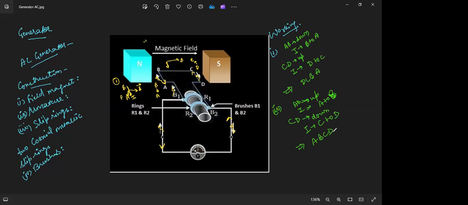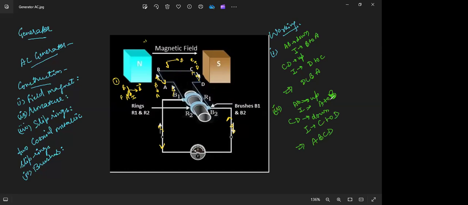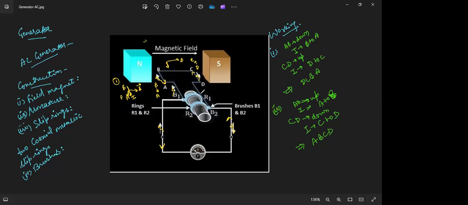Ma'am, could you repeat the current again? Current in AB will be A to B. Earlier it was B to A, this time it will be A to B. Direction on the CD side will be C to D. So the effective direction is A, B, C, D. Look at the coil: earlier it was D, C, B, A, and this time it is A, B, C, D. So it is very clear that the polarity is changed.